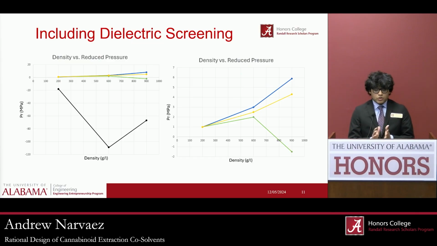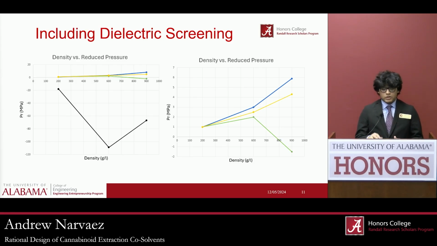Here on the screen you see two graphs. The graph on the left shows our 4 different conditions that we've come to. The blue line represents our experimental results. The yellow line represents a new simulation with a R field. The green line represents a distance-dependent dielectric simulation, and the black line represents our original simulated results.